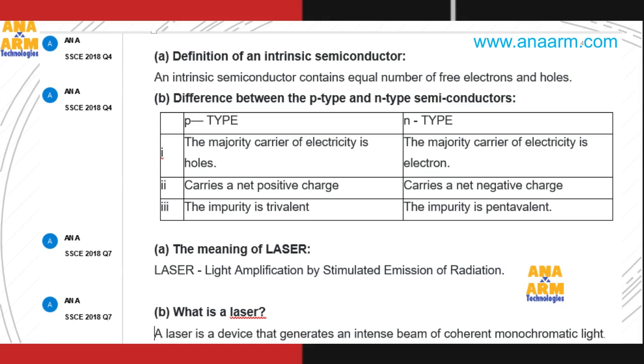What this means is that the impurity in a p-type semiconductor is usually taken from group 3 of the periodic table, while the impurity for an n-type semiconductor is often taken from group 5 of the periodic table.